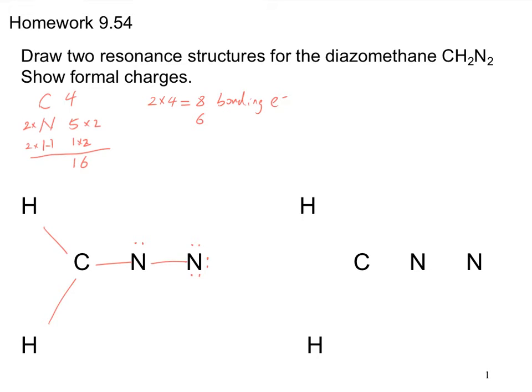Now let's check the octet rule. The hydrogens are good, the terminal nitrogen here is good, but carbon has only 3 bonds, no lone pair, 6 electrons, which is not good. The central nitrogen has 2 bonds, giving 4 electrons, and 1 lone pair with 2 electrons. Overall, we have 6. It is not good either. So then what do we do now?